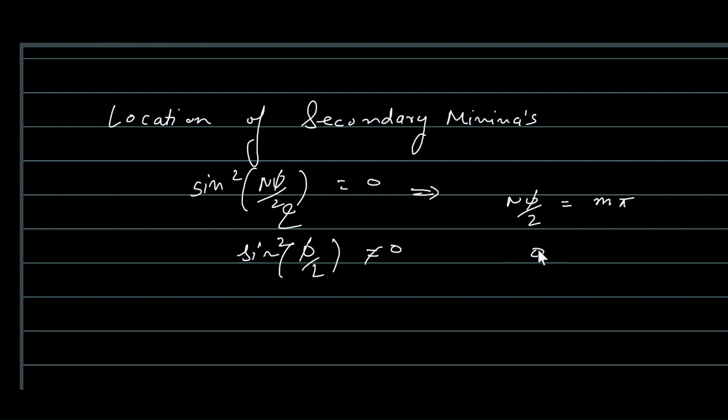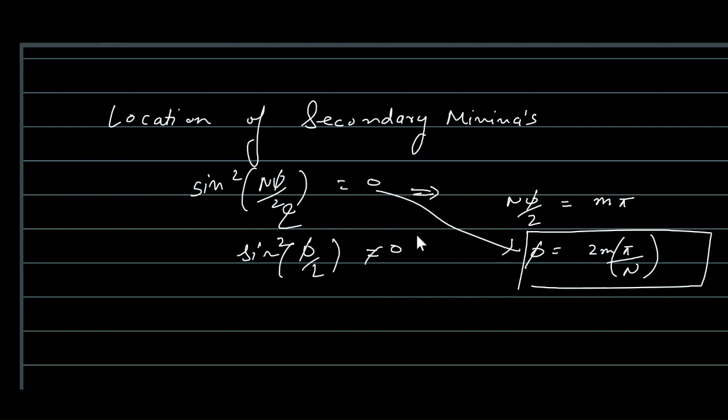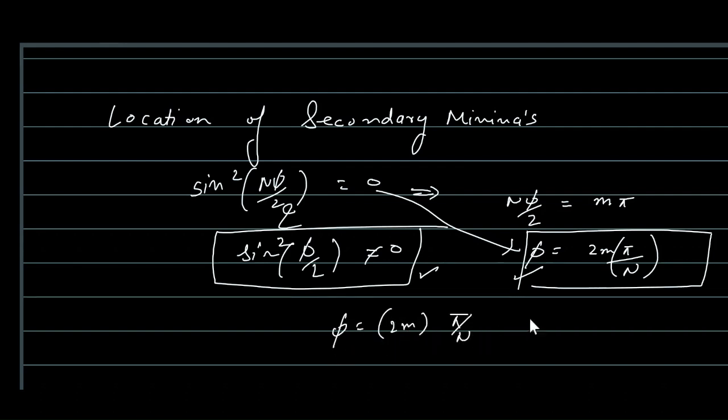We can write phi as 2m pi over n. But this is a general solution of this equation, and we have to take care that the denominator is not 0. So from these conditions, phi is 2m pi by n, excluding when phi is 0, 2 pi, 4 pi, or any such value where the denominator becomes 0. We cannot avoid that. Now to find the location of the secondary maximas.